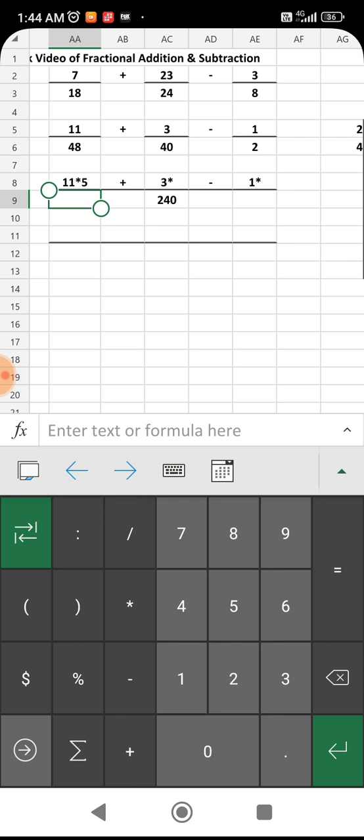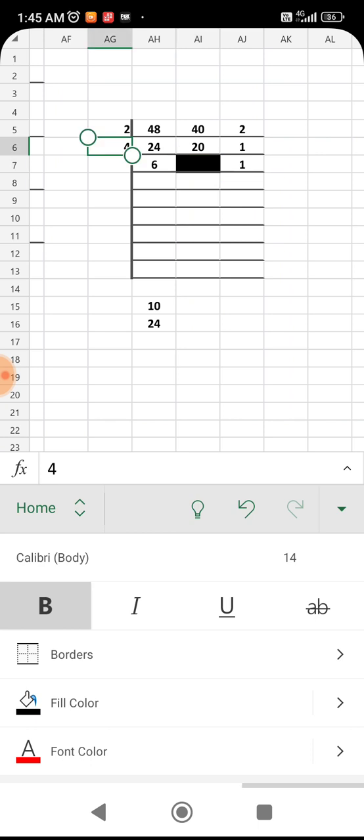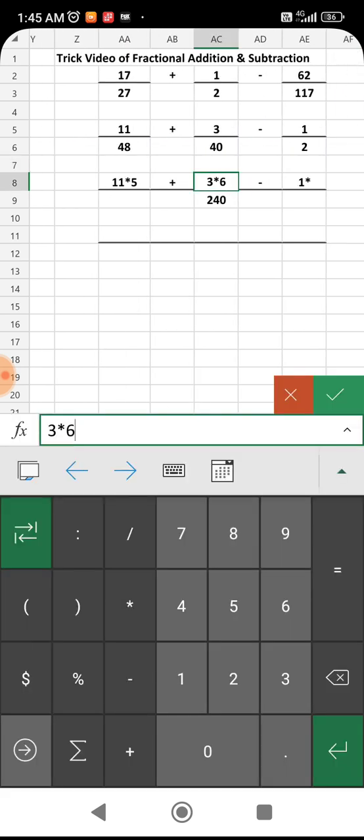Clear? Now we have to cover 40. How can we cover 40? We have to cover 5, then 4 and then 2. The multiplication of these three numbers is equal to 40. Okay. So what is remaining? 6 into 1. 6 into 1 means 6. So I am removing my fingers. So we have to multiply with 6.